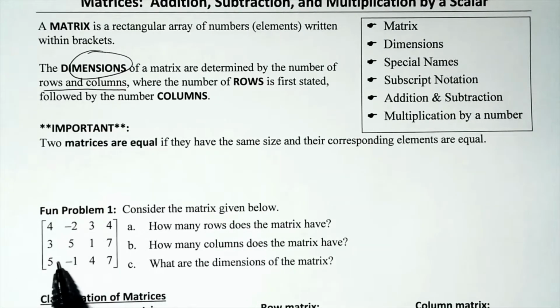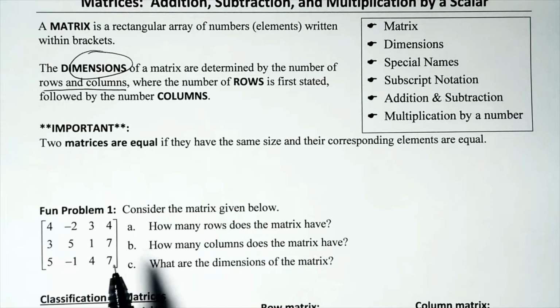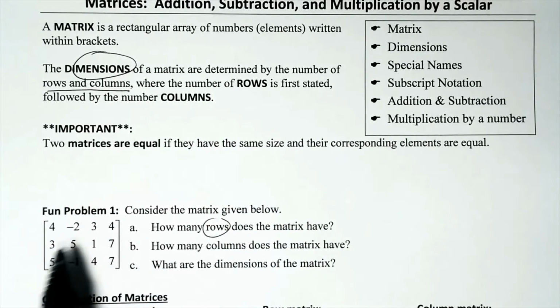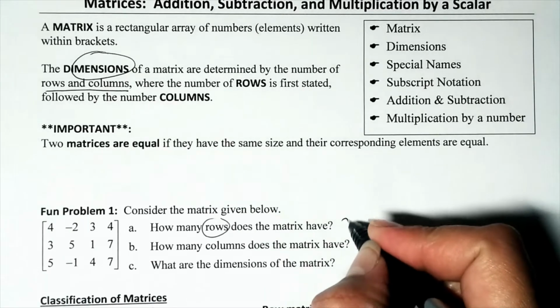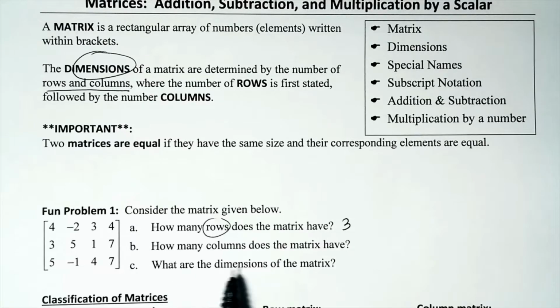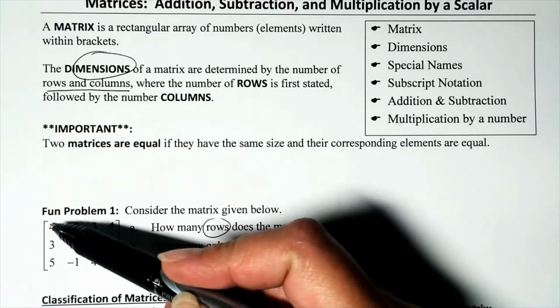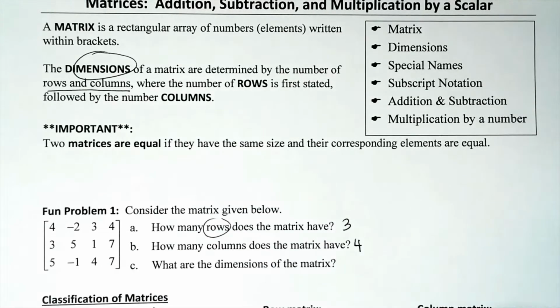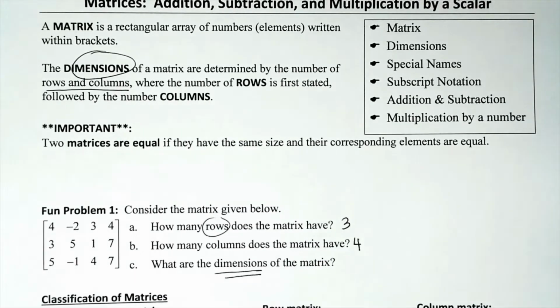We look at this matrix to answer the following. Question A reads, how many rows does the matrix have? So we go across 1, 2, 3. To answer the question, we have 3 rows. Now the next question is, how many columns does the matrix have? So we go down 1, 2, 3, 4. Okay, so now the question is, what are the dimensions of the matrix?